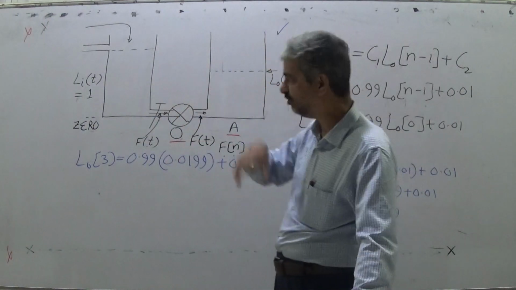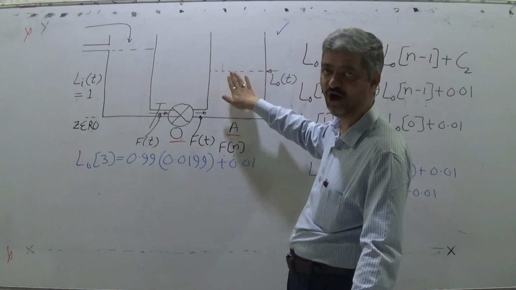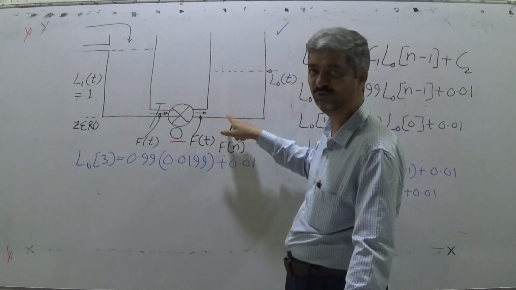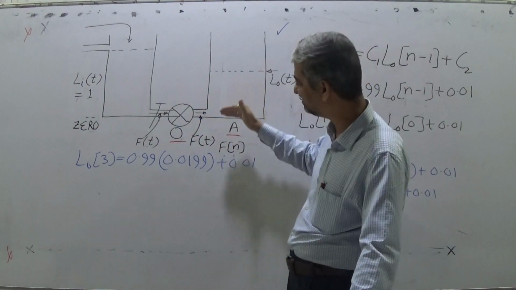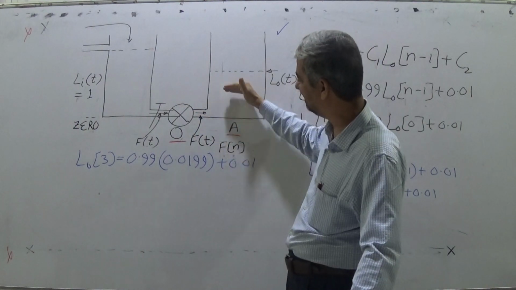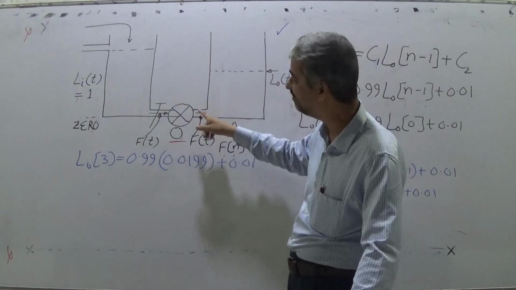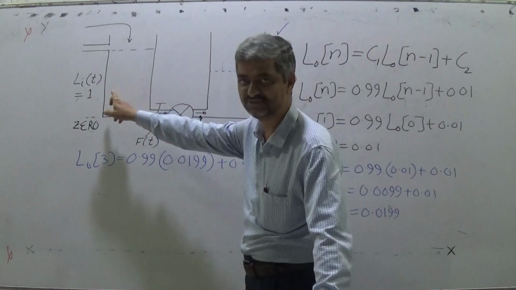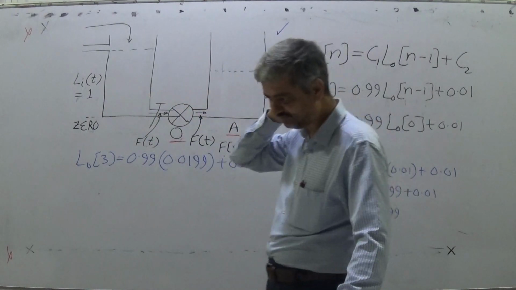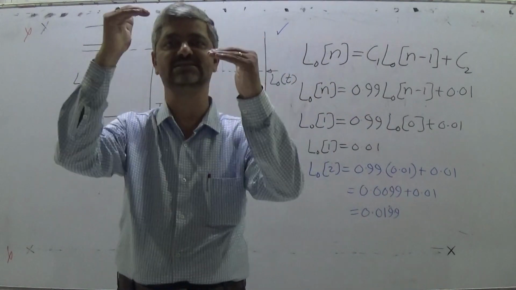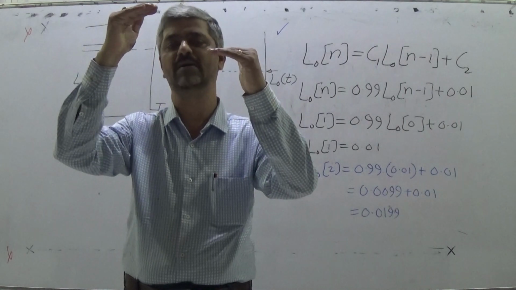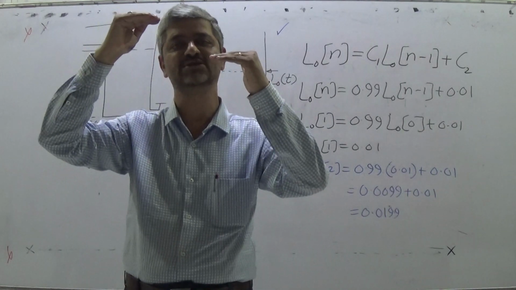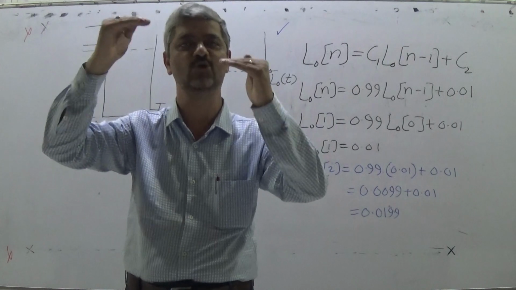So what is the cause for water level to rise? This flow. And as this flow is there, water level rises. What is the cause for this flow? Difference between this level and this level. This level is constant. So the level difference in two sides of the wall is the cause for flow.